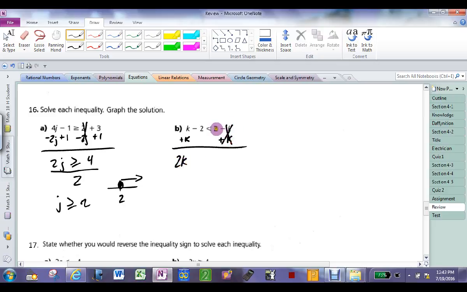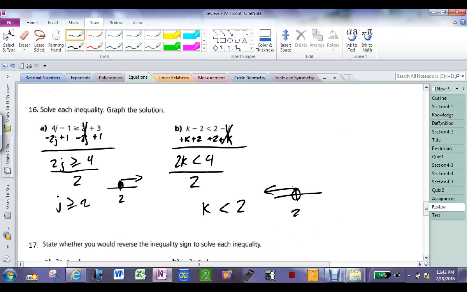These are gone, which means the letters are on the left. The numbers need to go to the right. Plus 2, plus 2. 2K is less than 4. What do I divide by? Positive 2. So does the sign change? No, there isn't. 2, circle, that way. Open circle.